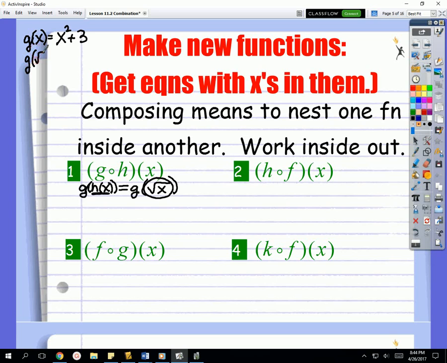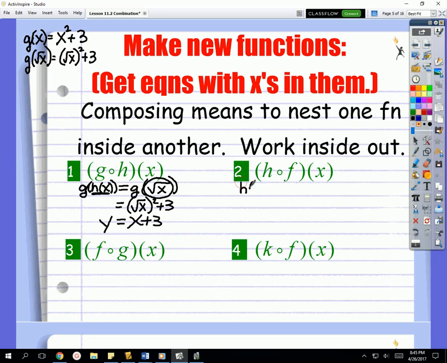So g of the square root of x means instead of x squared, it's square root of x squared plus 3. So instead of just an x, sub in square root x. So if that is square root of x squared plus 3, do you see that the square root of x squared is just x plus 3? And there's your brand new equation. You get y equals x plus 3. And that's your whole equation now. So you compose two functions, and you can turn out with a pretty simple function.